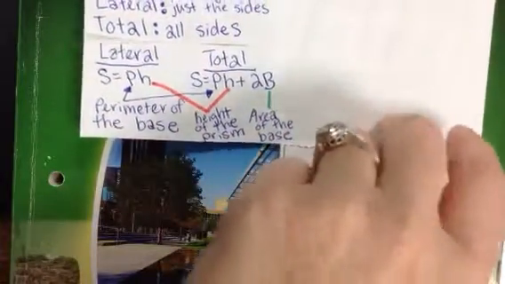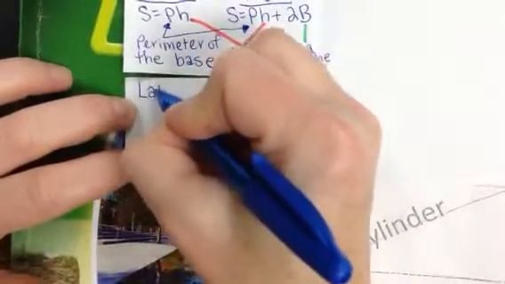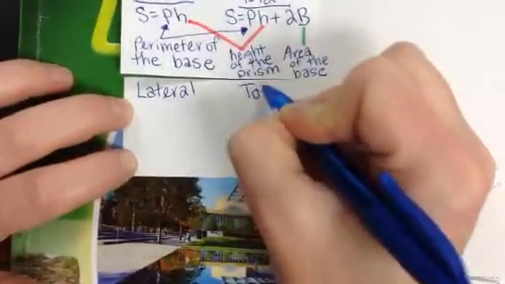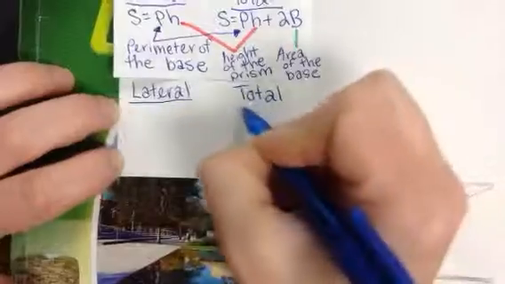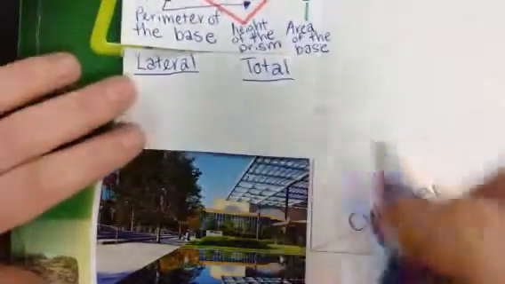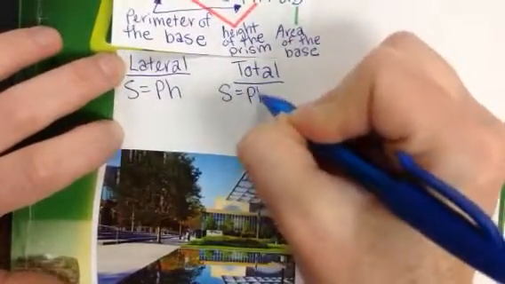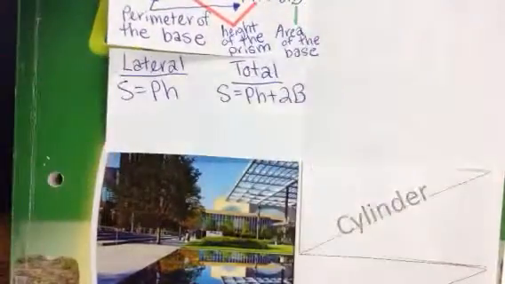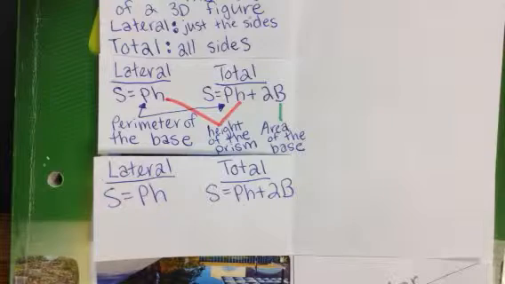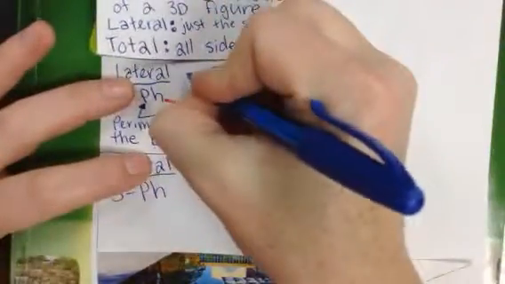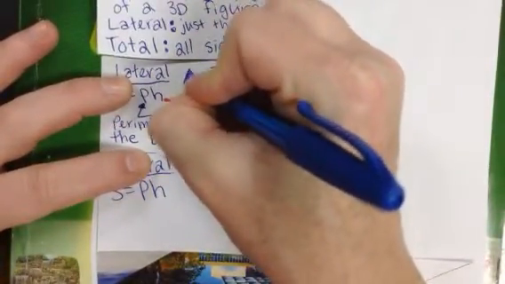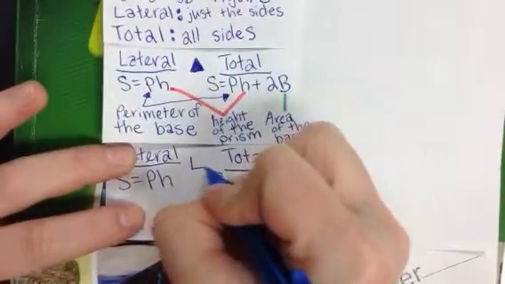Okay, moving on to a rectangular prism. You will have lateral and total. S equals PH, and S equals PH plus 2B. This is the same formula as what it was for the triangular prism, so just to make them different, we'll put the triangle for your triangular prism tab, and then on this one put the rectangle.